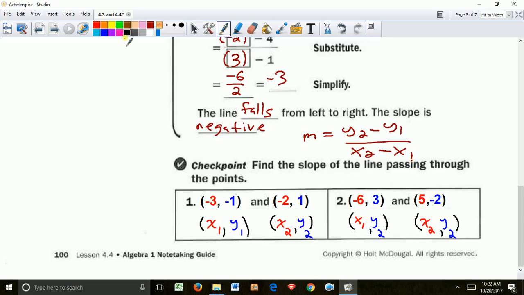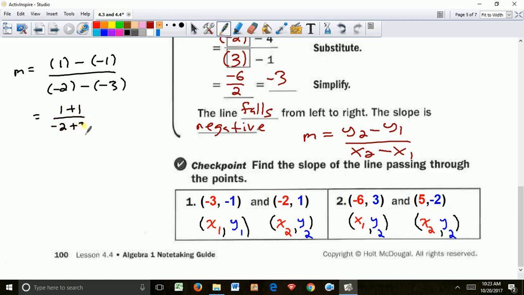So doing number 1, you're going to take y2 minus y1. So in other words, 1 minus negative 1, and then divided by negative 2 minus negative 3. Again, please use parentheses to avoid making errors, especially with lots of negative signs. 1 minus negative 1 is a positive 1. Negative 2 minus negative 3 is negative 2 plus 3. And if you simplify that, you do get 2 over 1, which is equal to 2.